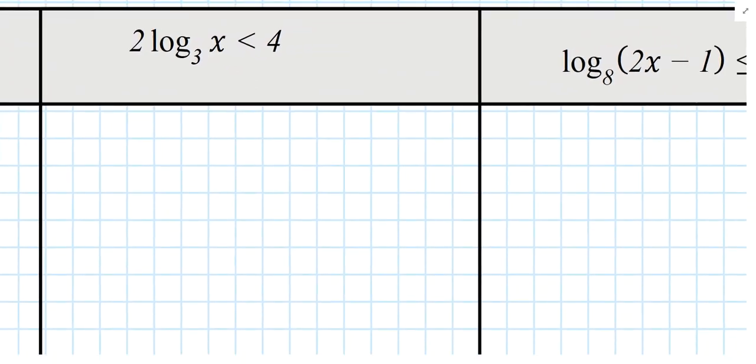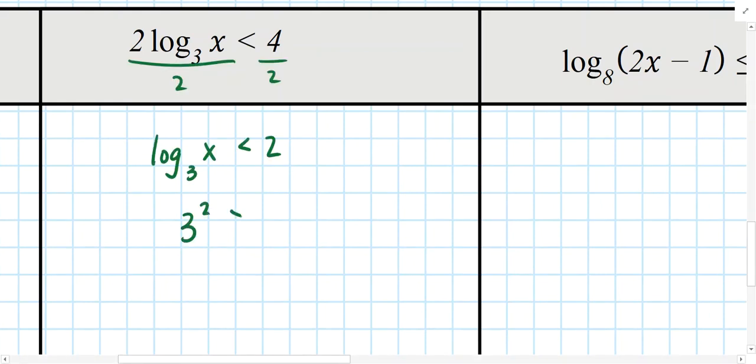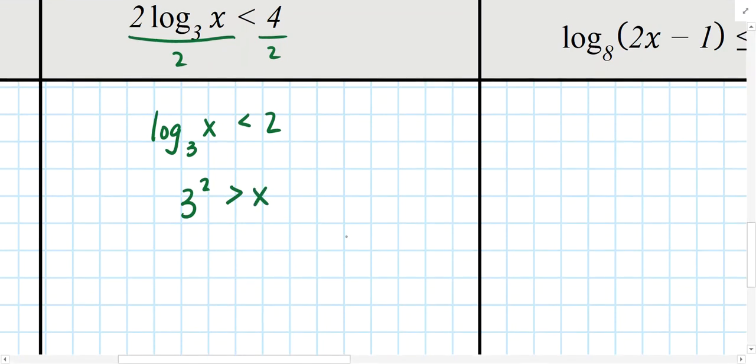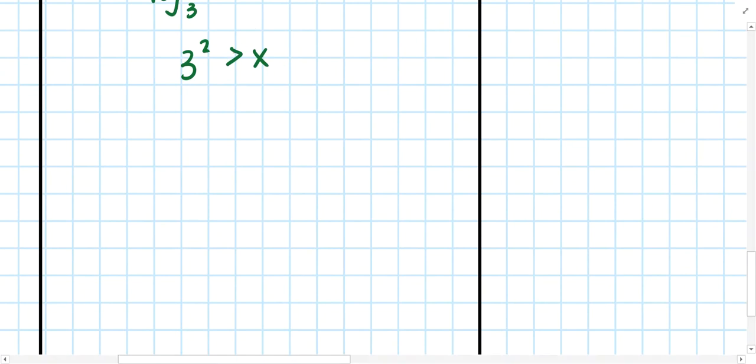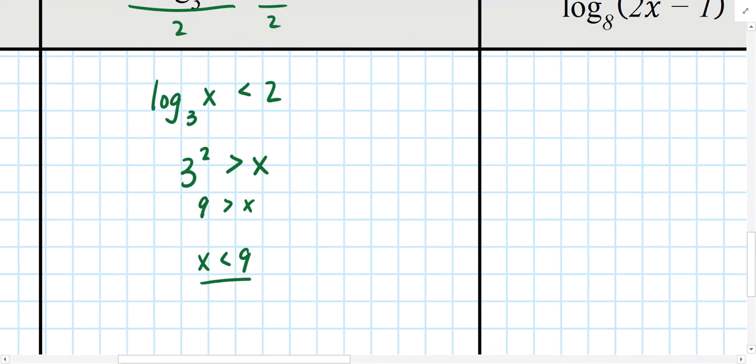For our next example, we would isolate the logarithm and rewrite as 3 squared is greater than x. Remember to switch the direction of the inequality. Therefore, 9 is greater than x, or in other words, x must be less than 9.